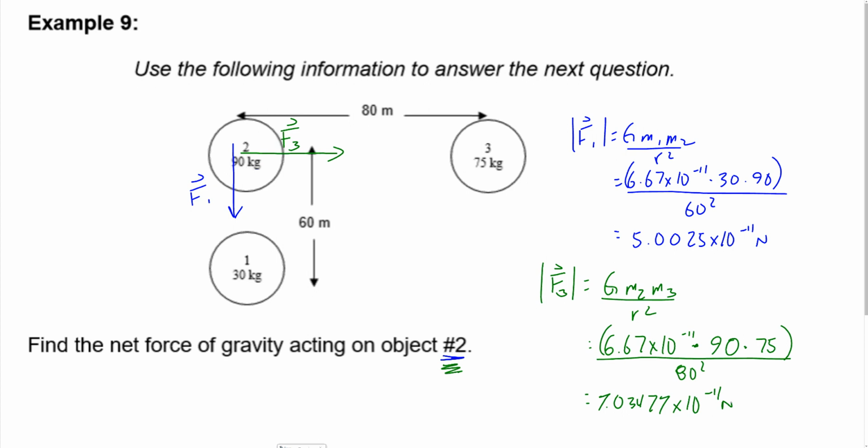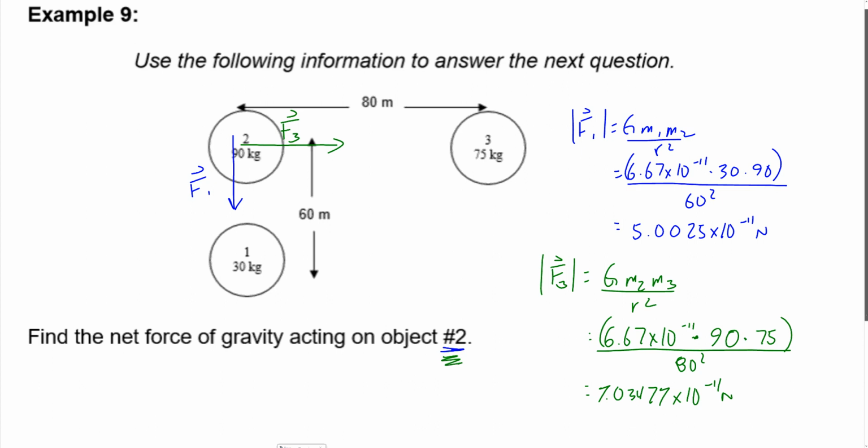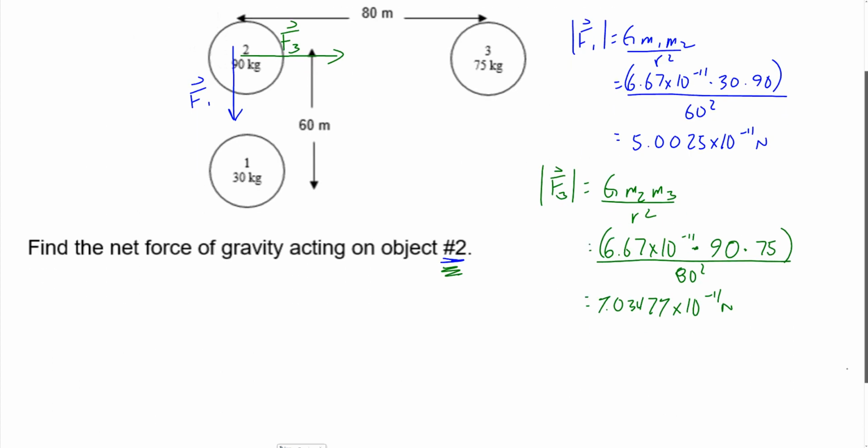Now I've got both forces acting on object number 2. We got to combine them. How do we combine these? Yeah, we know how to do this. We got to add these forces together, but because they're in 2 dimensions, we say they're non-collinear vectors. We have to add them vectorially. 7.03477 times 10 to the minus 11 to the right, and 5.0025 times 10 to the negative 11 down.